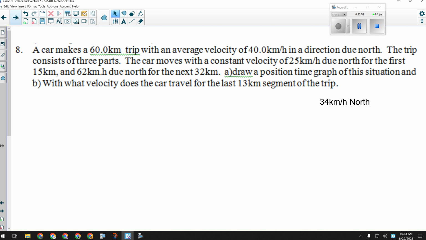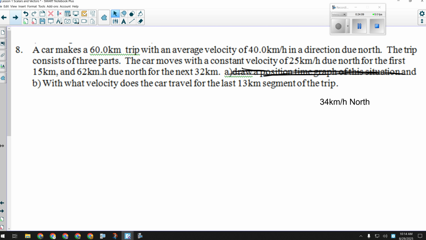Okay, so this one here, we don't need to draw the position versus time graph for this one. I just want you to try this, and we'll probably finish off with this question. I would think the answer is here, 34 kilometers per hour north. But this is a three-part trip.